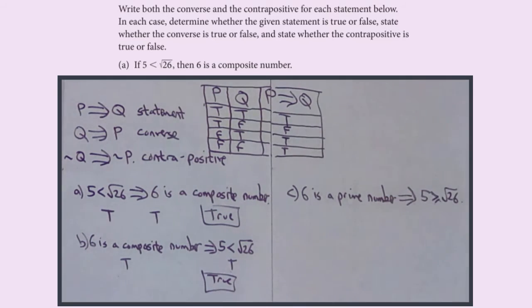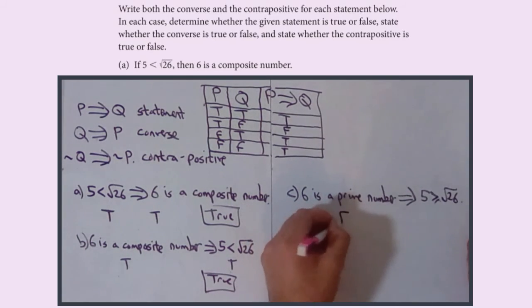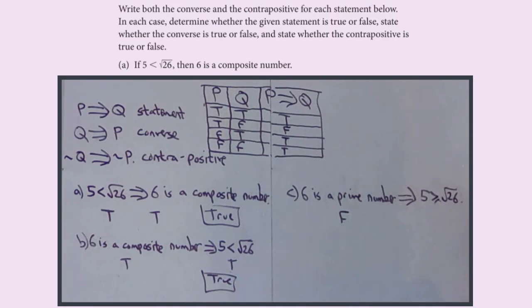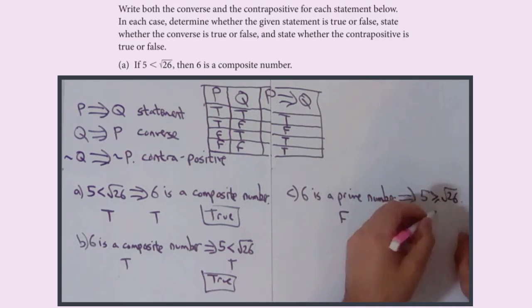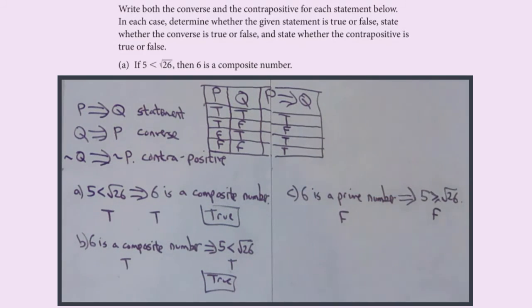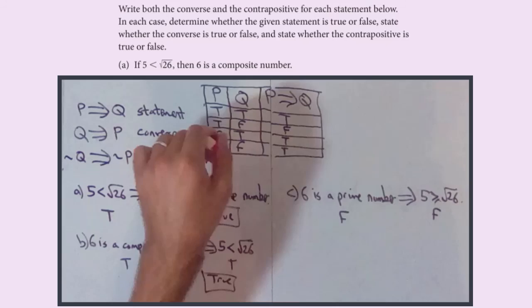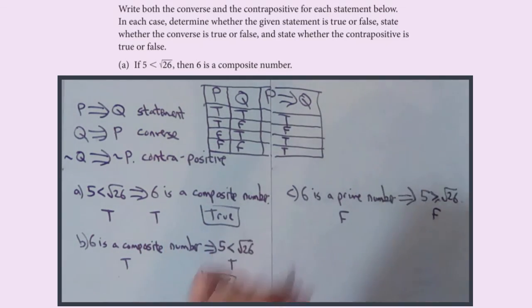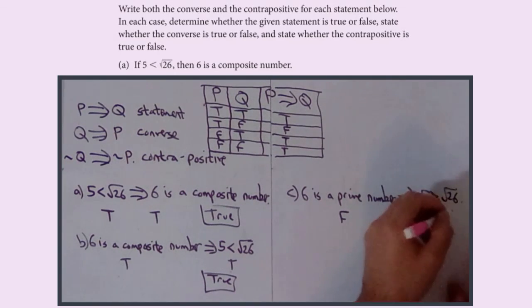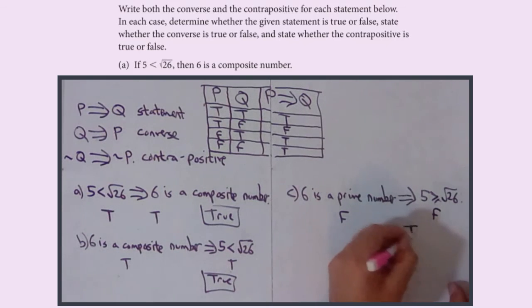So now we need to decide, is this true? Well, is 6 a prime number? No, it is false. Is 5 greater than or equal to root 26? No, it is not. It's smaller than, so that's also false. But if I take you back to the truth table, we're looking to see if left implies right. And when they're both false, that's not enough to say that this thing is false. In fact, you can only prove that left implies right is false when the left is true and the right is false. So the actual implication is still true according to the rules of logic.